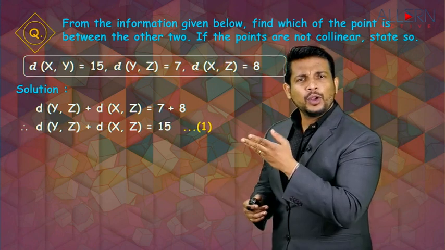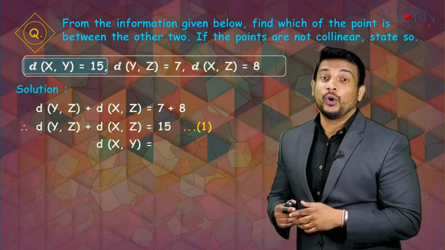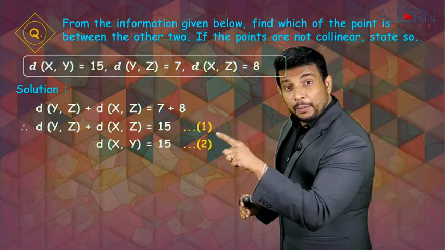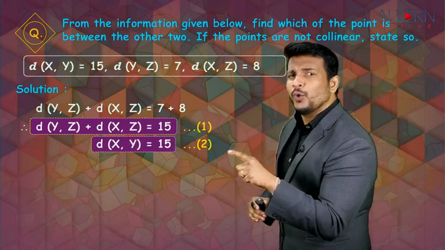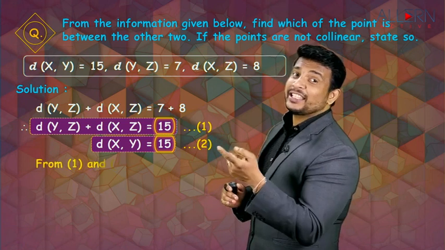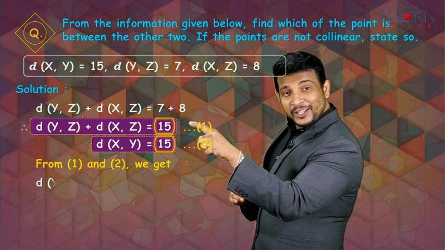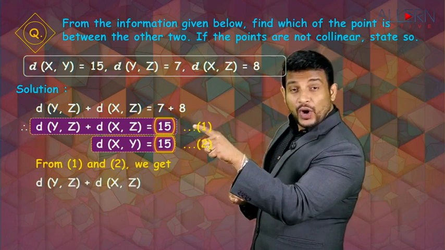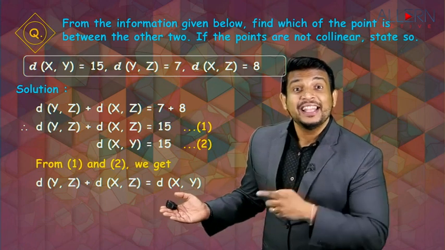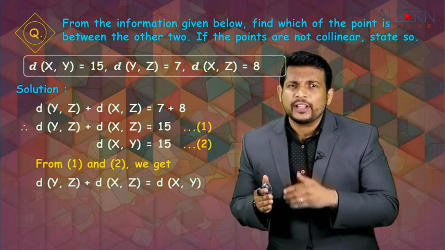Now, pick up the longer one, which is that distance between x and y. We write that. That is equal to 15. That's our result number 2. Observe result number 1 and result number 2. What do we observe? The distances, that is equal. That means we can say from 1 and 2, distance between y and z plus distance between x and z is equal to distance between x and y. This is very important. We wrote this. That means we are saying that there is collinearity between these 3 points, x, y and z.